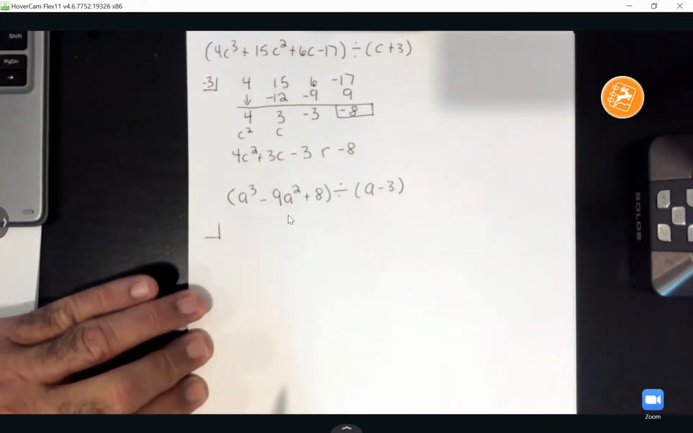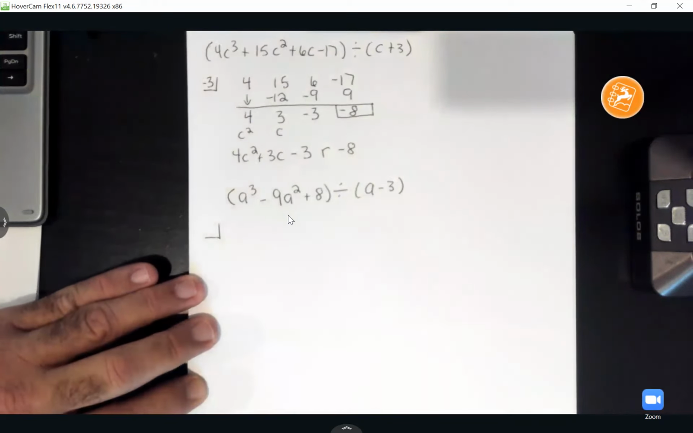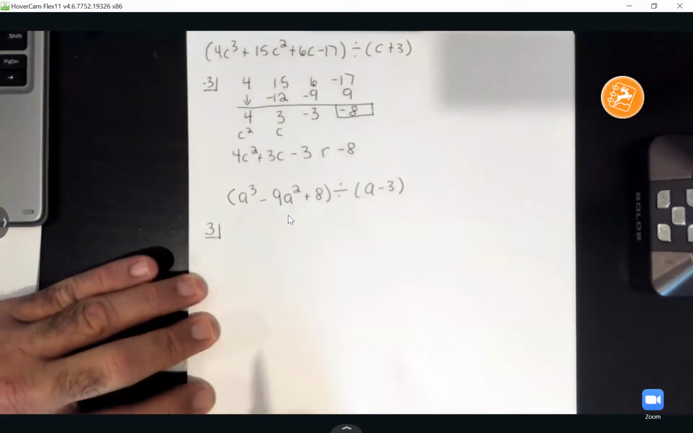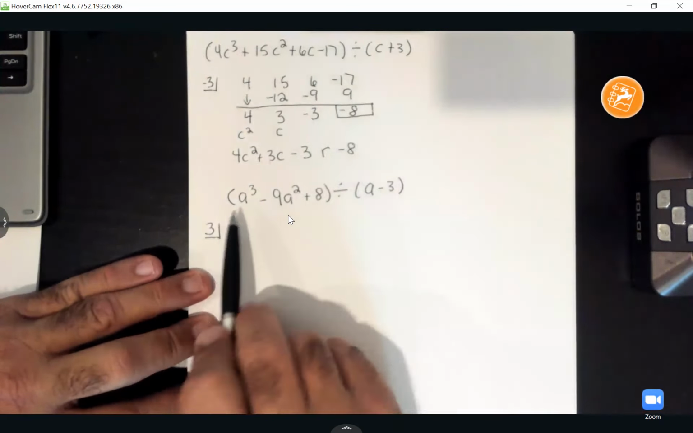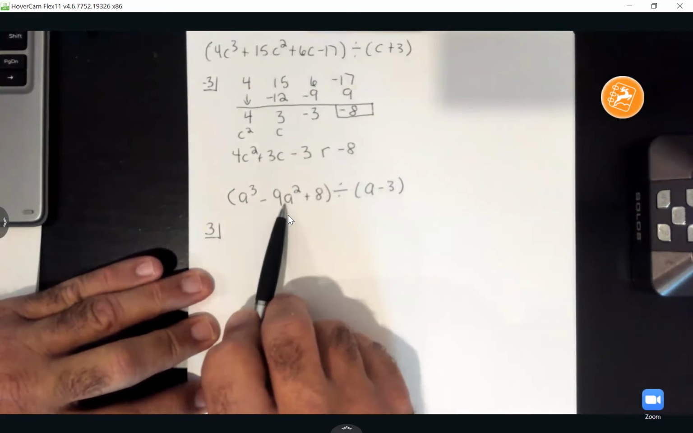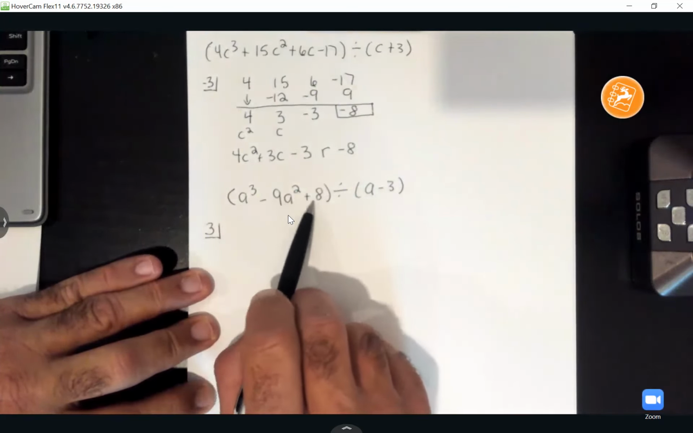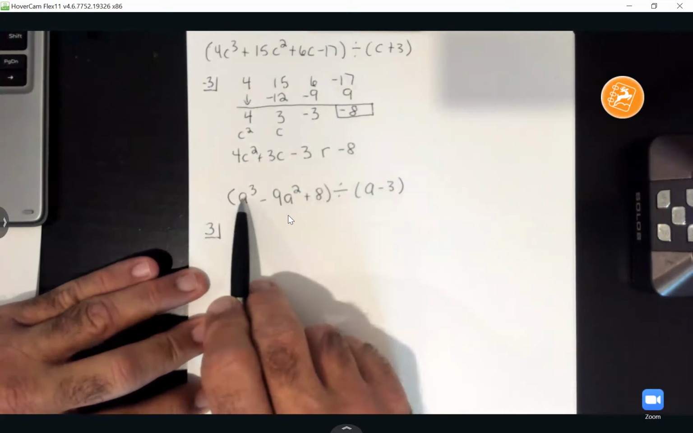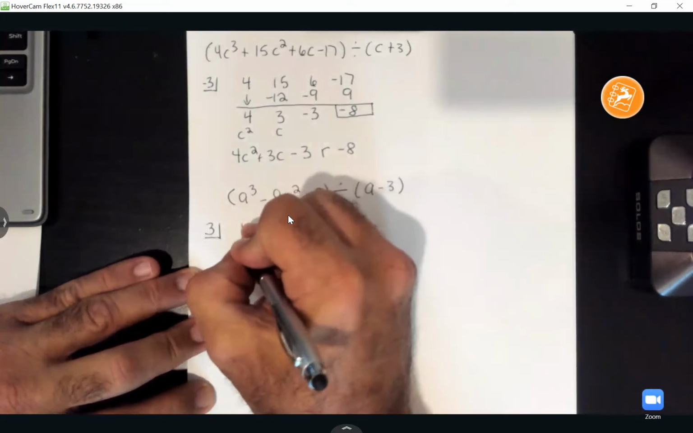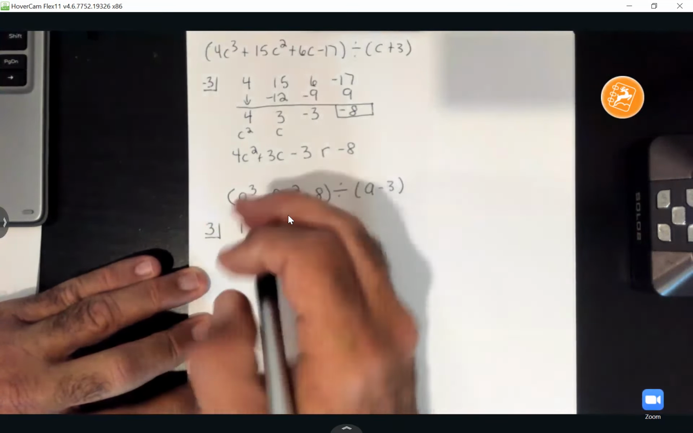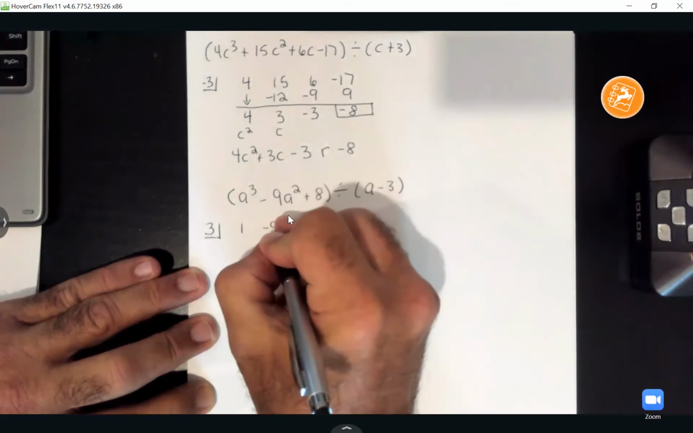So our C is what? Positive 3. Now here's where you got to be careful. Look, I got an a cubed term. I got an a squared term. I do not have my a term in here, but then I got my number. So my coefficient will be 1 for the a cubed, negative 9 for the a squared.